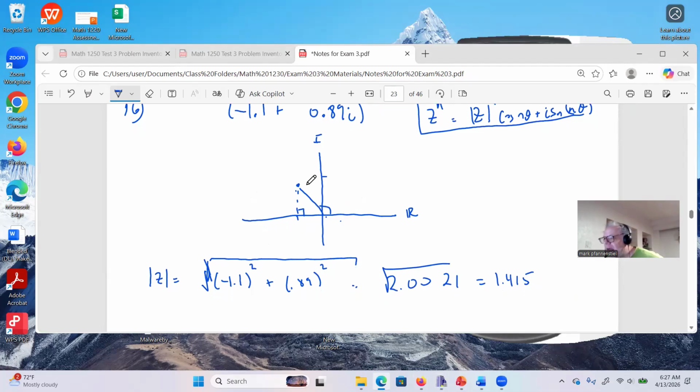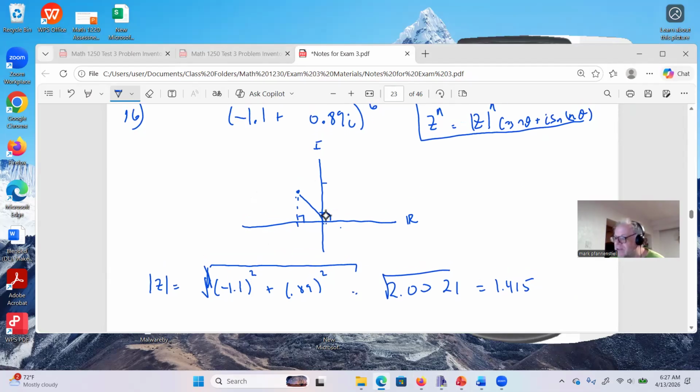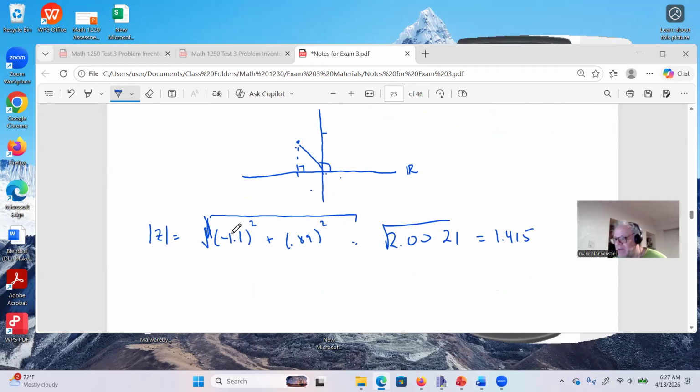All right. Now, we also have to figure out what is this angle that we have sitting here. All right. So we have an opposite and an adjacent. So we can say that we think that the tangent of this angle is equal to my opposite, which is 0.89 divided by adjacent, negative 1.1. Okay. This is going to give me an angle in the fourth quadrant. I don't want an angle in the fourth quadrant. This looks like the second quadrant.